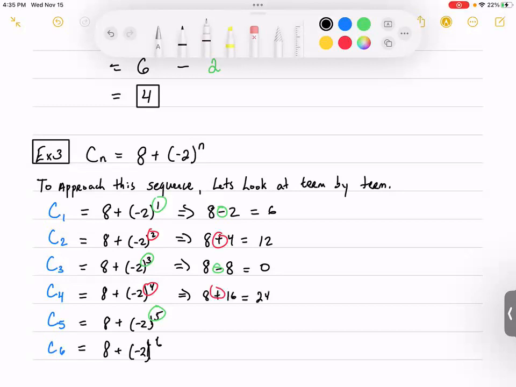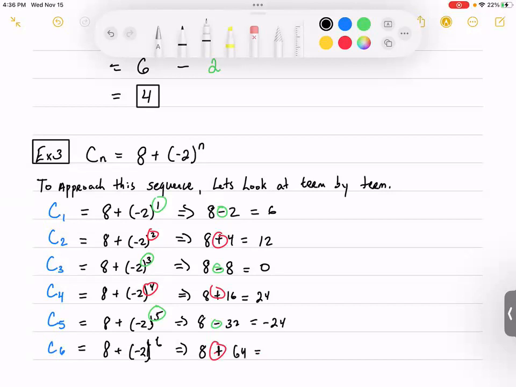Now, what is 8 plus 16? 24. Okay. Here we have negative 2 to the fifth. So what's negative 2 to the fifth? Negative what? Negative 32. This becomes minus, so this becomes negative 24. And then the last one that I have so far, you could have kept going if you wanted to. What's negative 2 to the 6? 64. So 8 plus 64 is 72.